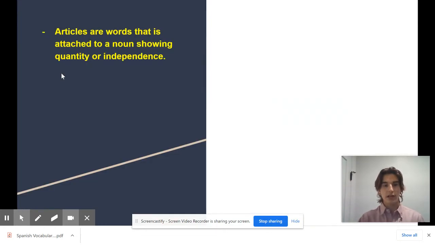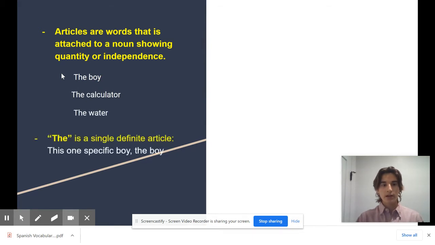So, what does this mean for a language? Well, as you probably already know, a noun identifies a person, place, or an object. Some examples in English are the boy, the calculator, or the water. In these three examples, we see that the nouns are boy, calculator, and water. But what we don't usually talk about is that "the" is something that we call a singular definite article. It tells the person that we're talking to that we are referring to one specific boy, one specific calculator, one specific noun, and no other.